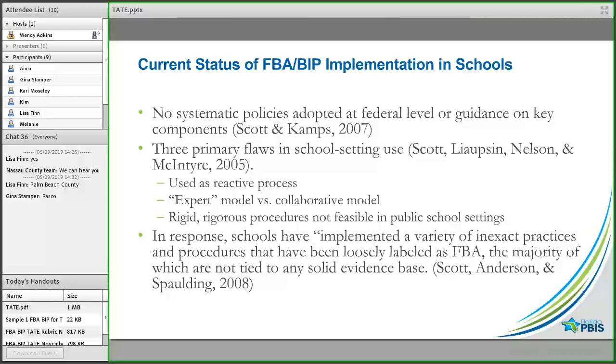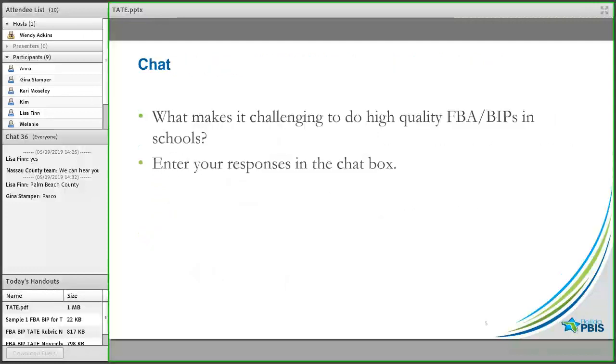So we know that that doesn't work quite so well with teachers when there's not a lot of input into what's feasible and possible, which leads us to that third one, those rigid, rigorous procedures that we have used in the past in clinical settings are not the procedures that will work feasibly in school settings. So this combination of things have resulted in what we have now. And I love this quote. Schools have implemented, in this last bullet, a variety of inexact practices and procedures that have been loosely labeled as FBA, the majority of which are not tied to any evidence base.